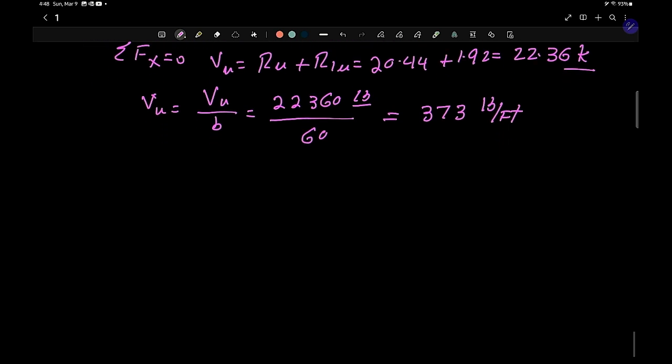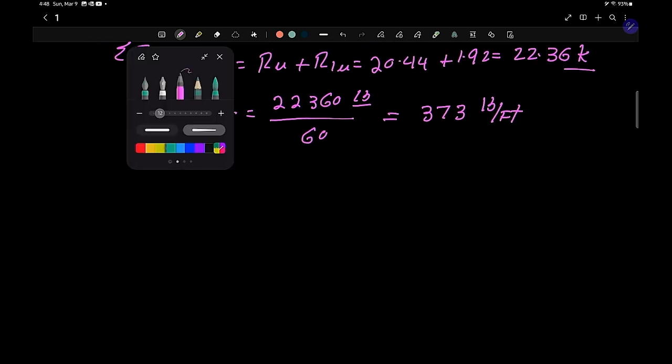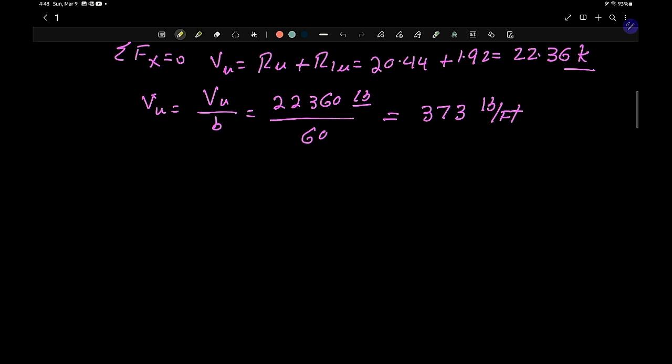Let me change color back to yellow, and therefore we have our V, small v, equal to 0.7 times VU, which is equal to 0.7 times 373, and that gives us 261 pounds per foot. We're going to use that number.